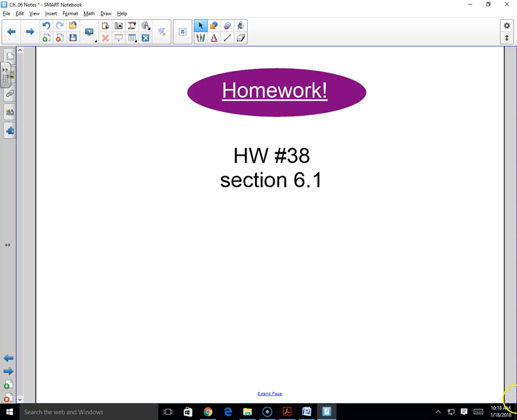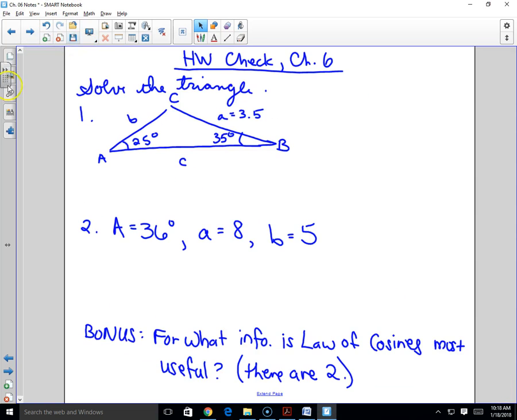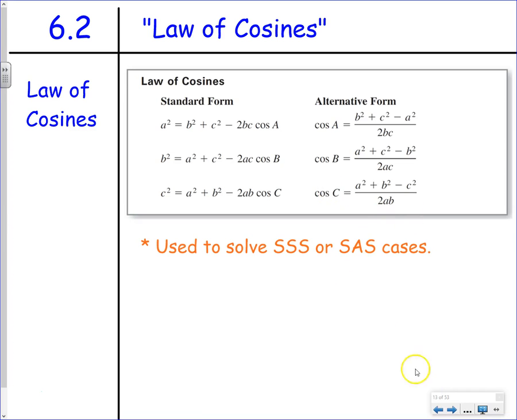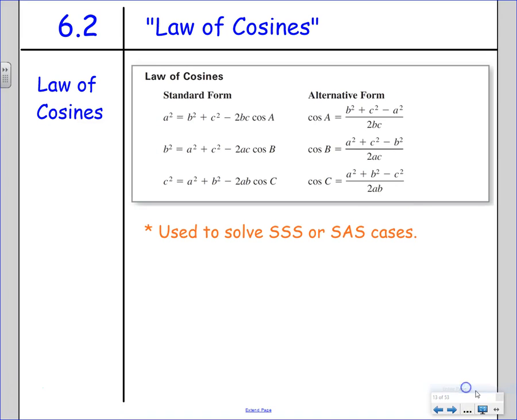All right. Cool kids, here we go, section 6.2. Law of cosines. Law of cosines. You gotta take initiative. If you have a question, you gotta let me know.